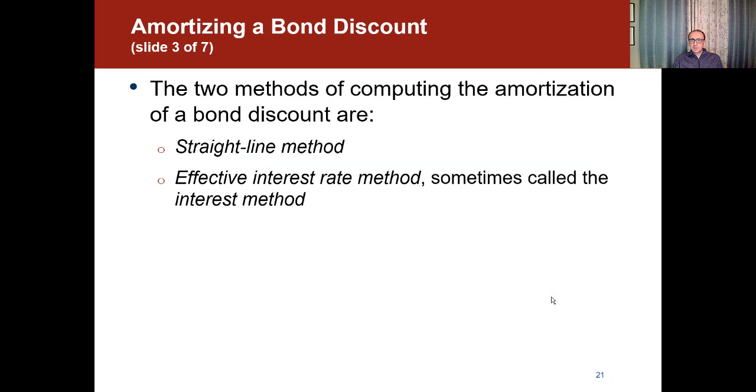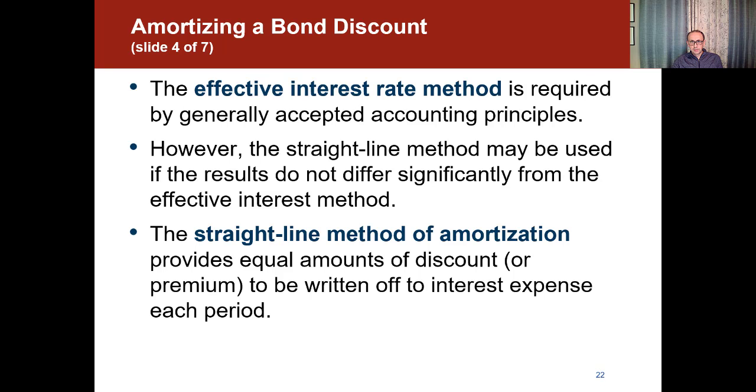So the two methods of computing the amortization of a bond discount are the straight line method and the effective interest rate method, sometimes called the interest method. So again, for simplicity, we're going to use the straight line method, which is the simpler method to be used. Yet, for accuracy, I think the effective interest rate method is usually much more objective and more realistic. The effective interest rate method is required by GAAP. However, the straight line method may be used if the results do not differ significantly from the effective interest rate method. So again, we're going to use the straight line method, which provides equal amounts of discount or premium to be written off to interest expense each period.